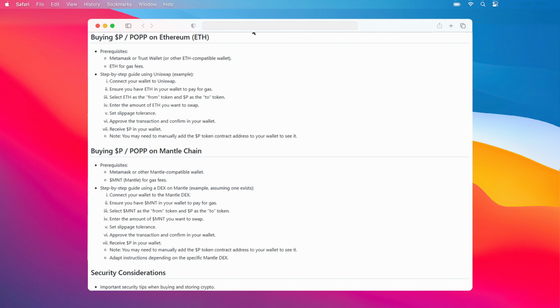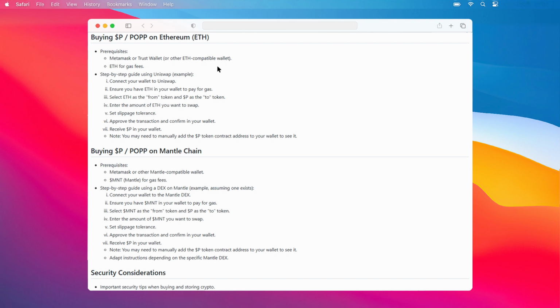If you are buying $P on the Mantle chain, you will need MetaMask or another wallet compatible with the Mantle chain and $MNT for gas fees. Using a DEX, decentralized exchange, on Mantle, connect your wallet, ensuring you have $MNT for fees.